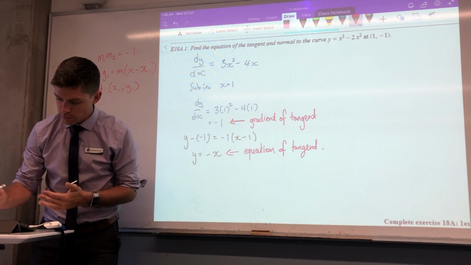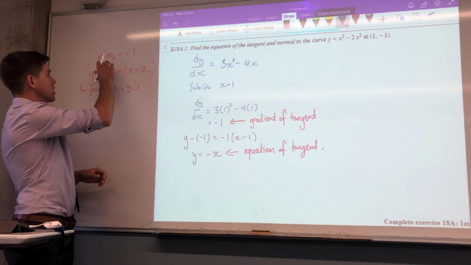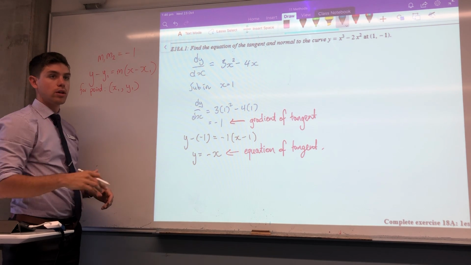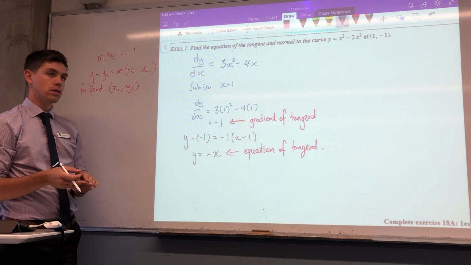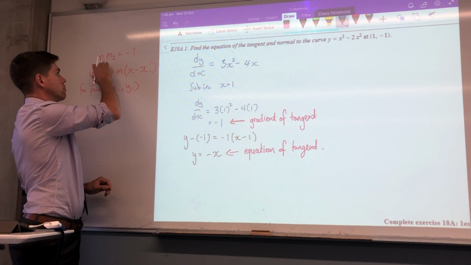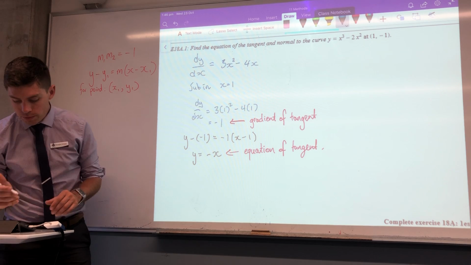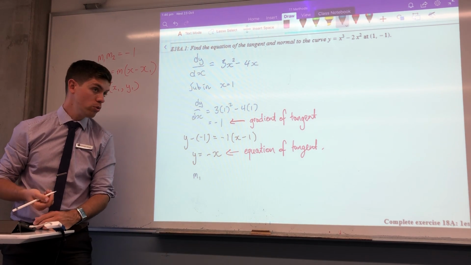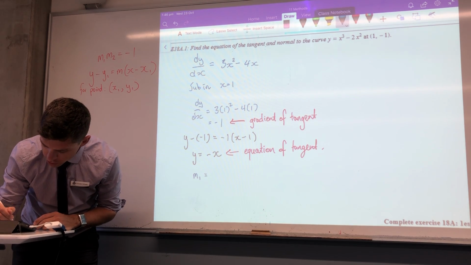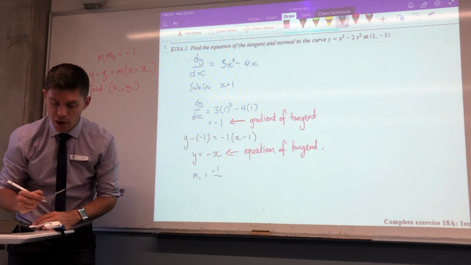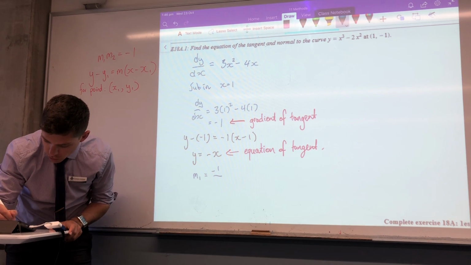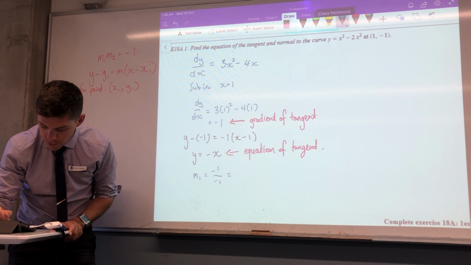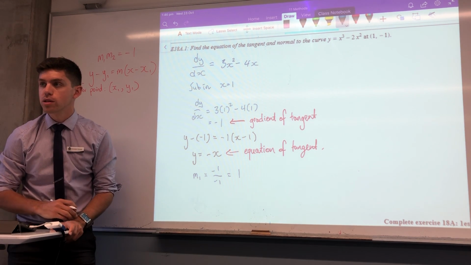Now, let's refer to this formula here. m1 times m2 equals negative 1. For two perpendicular lines, the gradients multiplied together give negative 1. Well, we can then say that the gradient of the normal, which we don't know yet, is going to be equal to negative 1 divided by the gradient of the tangent, which we do know, or negative 1 again. So the gradient of the normal line in this case is going to be positive 1.